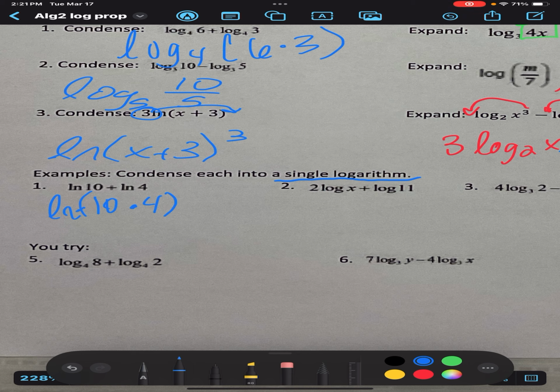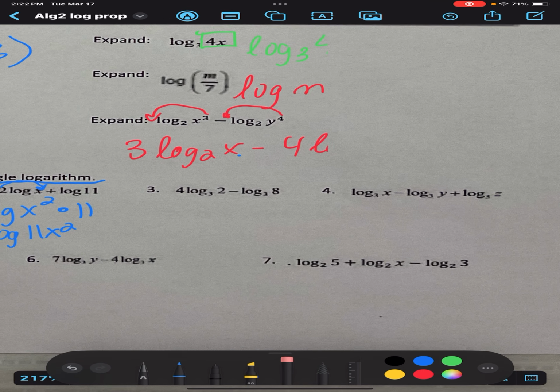All right, next one. I have 2 log x plus log 11. Okay, woohoo! You're a power. Log x squared. What goes with plus? Multiplication, 11. Now, if you want to rewrite this as log 11x squared, that's fine. Whatever tickles your fancy, I guess. Oh, biscuits. Didn't mean to write that little line there.